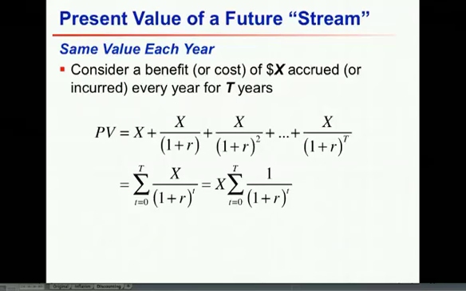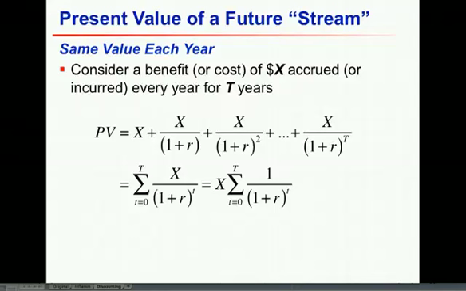Well, suppose you have the same value each year, whether it's a benefit or cost. Suppose it's $50 million every year in O&M costs or whatever it might be. So consider a benefit of X dollars accrued every year for T years, or a cost of X dollars incurred every year for T years. For the next T years, 6 years, whatever, you have the same value each year. The present value is simply the sum of the present values of each one of those. Let's take it as a benefit.